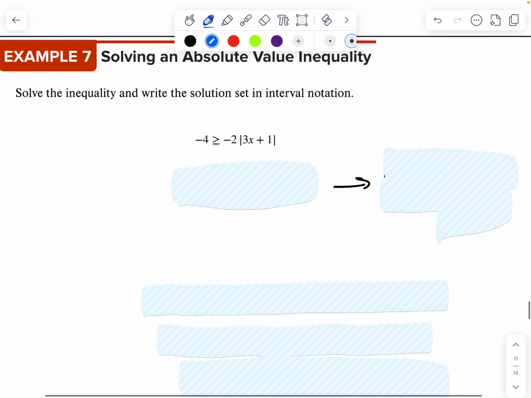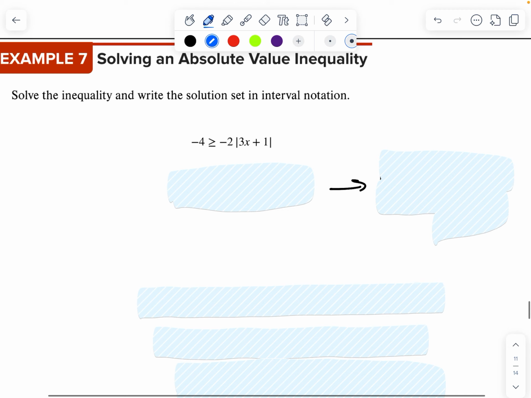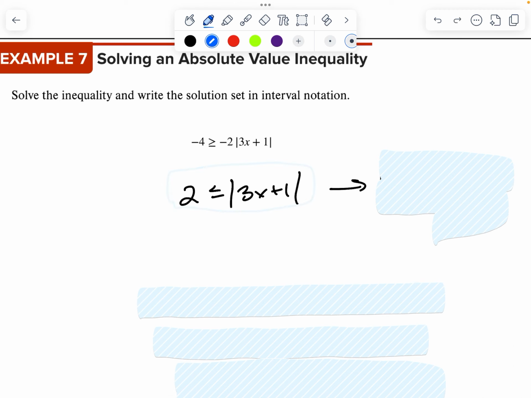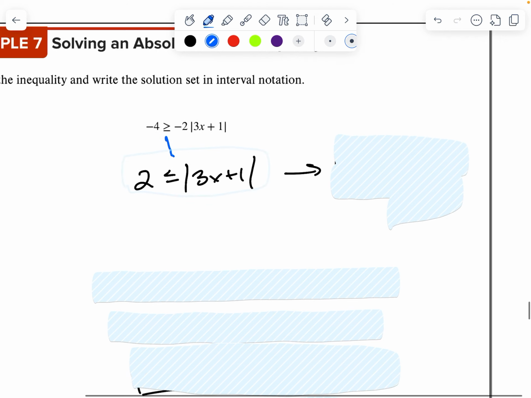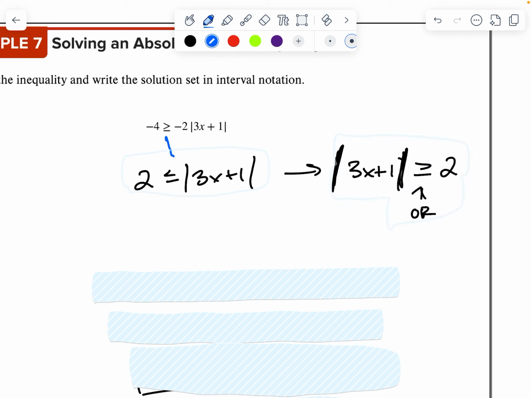Solving an absolute value inequality, the same exact thing. We can divide by the -2 on both sides, right? When you divide by a negative, that sign flips. You can break it into its 2 pieces.